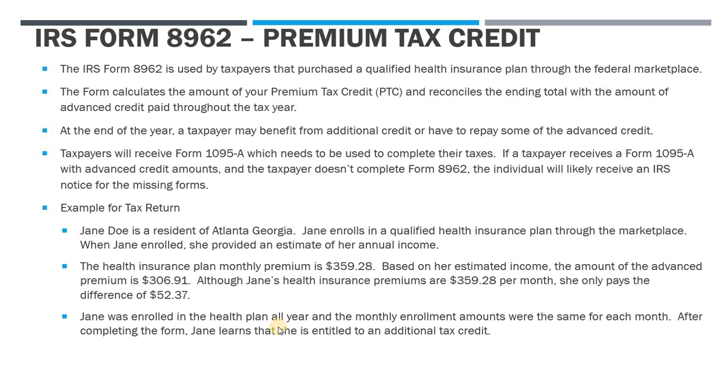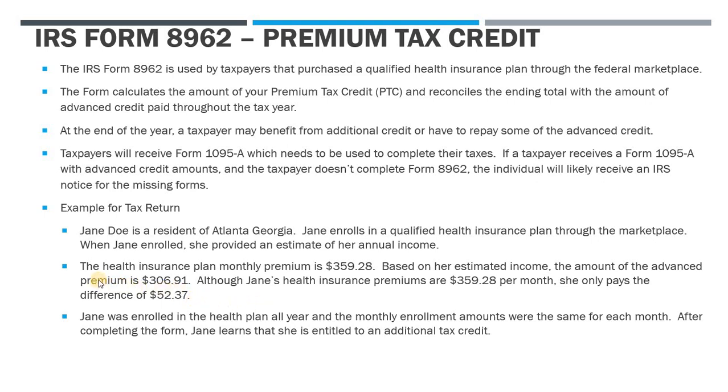The monthly amounts stay the same. So when we see the 1095A, all the values are the same. And so Jane completes her 8962 with her 1040, and she discovers that she's actually entitled to some additional credit. So she actually does get a little bit more money back because of her income, or her modified adjusted income for that matter.